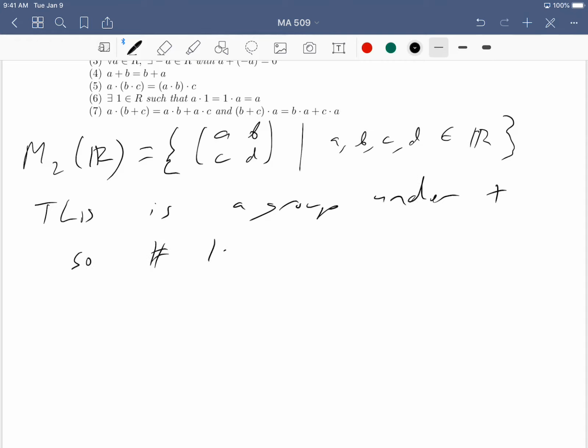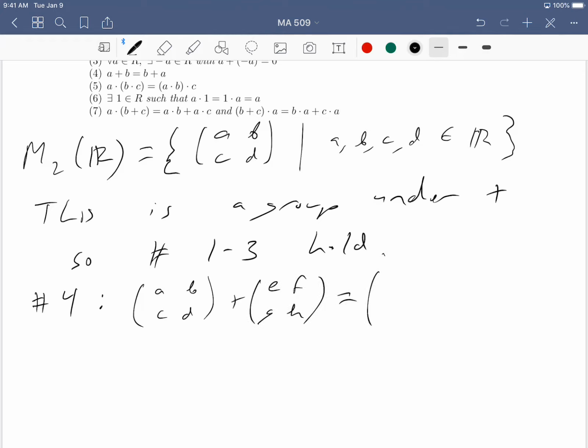So numbers 1 through 3 above in that definition of a ring hold. So now we're left checking the rest of them. So number 4 is another additive property. This is addition is commutative, right? So if we want to check this, we're going to think what it means to add two matrices. So [A, B; C, D] plus [E, F; G, H]. What do we get? We get A plus E, B plus F, C plus G, D plus H.